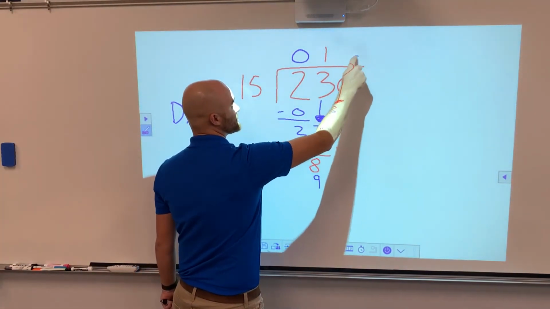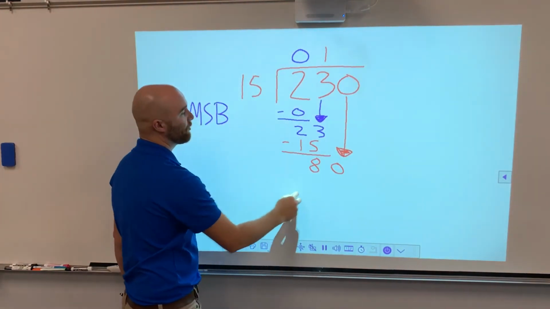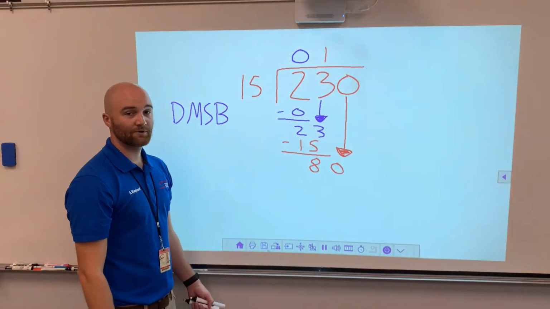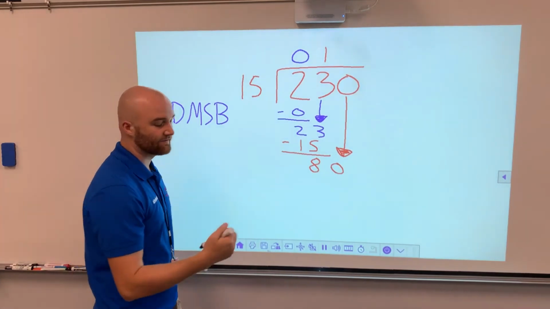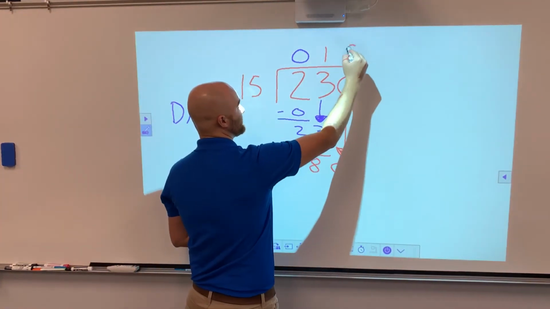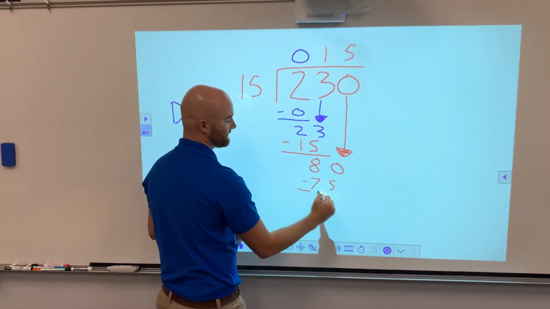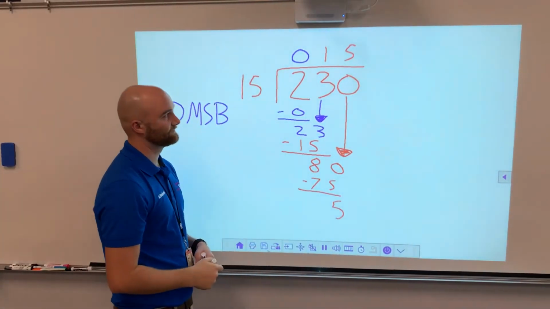All right, so we said that 4 was too small and 6 was too big. What number should we use? That's right, of course we should use 5. So I'm going to use 5. 5 times 15 gives us 75. Then I do my subtraction and I have 5 left over.